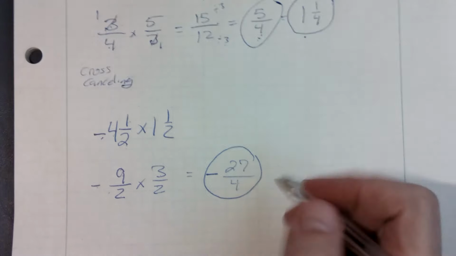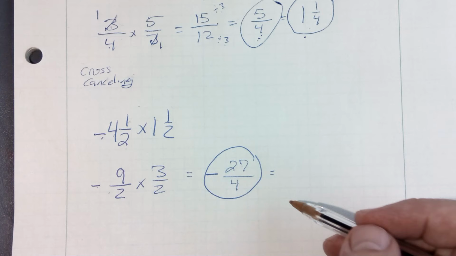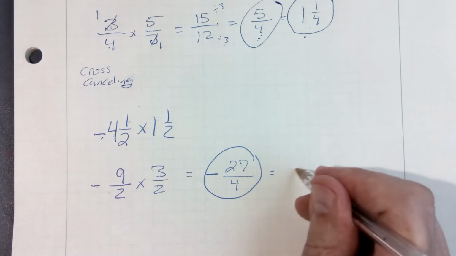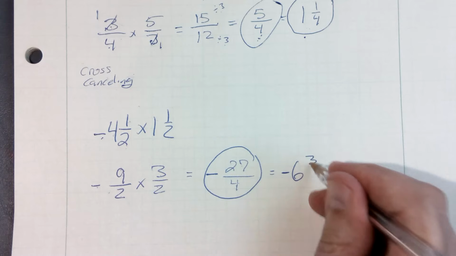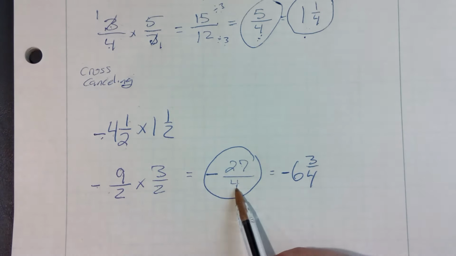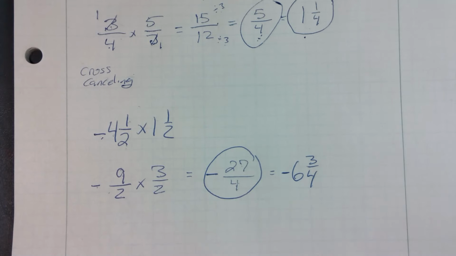But again, if you like the improper fractions, 4 goes into 27, I believe, 6 times. So we'll have a negative 6 and 3/4. 4 times 6 is 24, which is 3 short of the 27. So I could have looked here to notice that, and in fact I did, 2 doesn't go into 9, 2 doesn't go into 3, so there was no ability to cross cancel, so there was no factors when I multiplied.